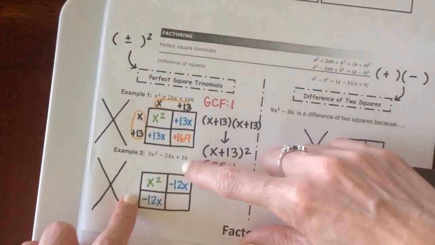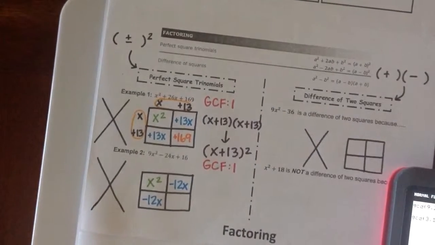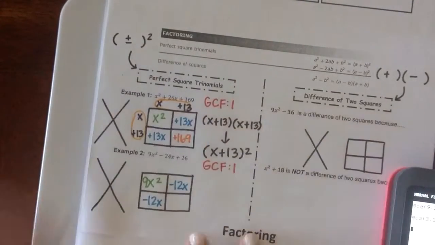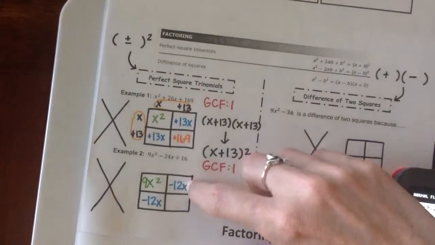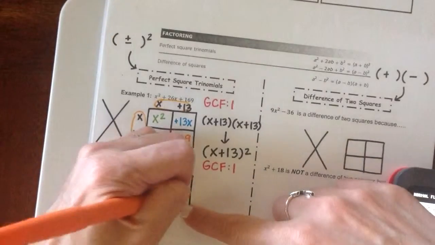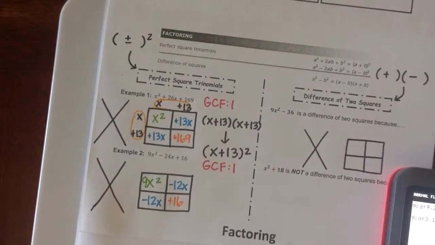And negative 12 times negative 12 is going to be, oh, this is supposed to be 9x squared. Whew, okay, 9x squared. And then this is going to be plus 16 here in this bottom right corner. Threw me off, I forgot that 9x squared, that's why I paused for just a second.